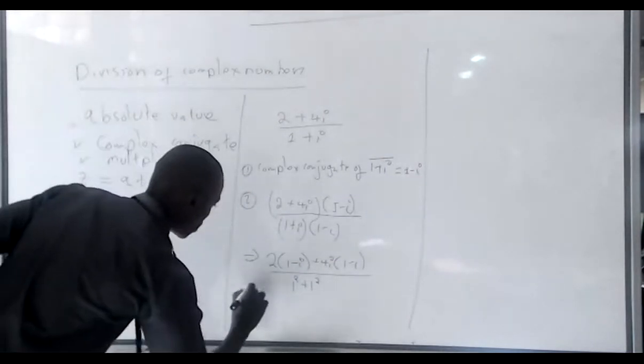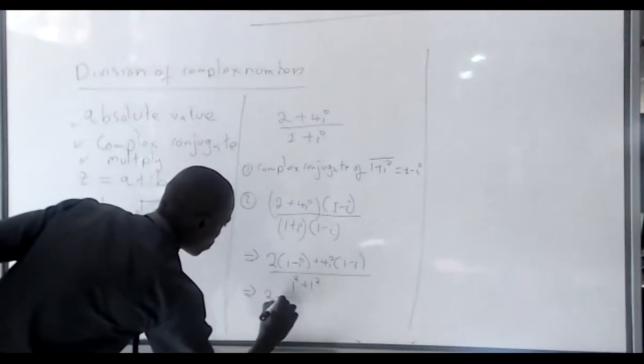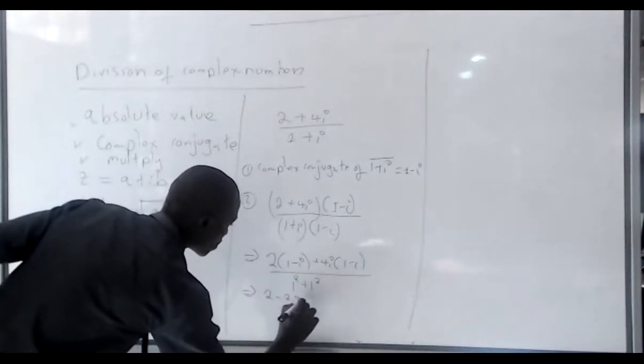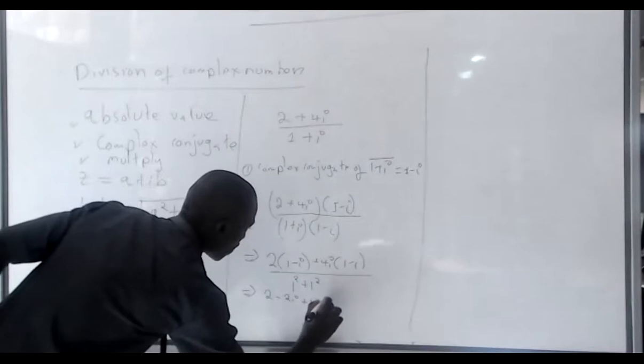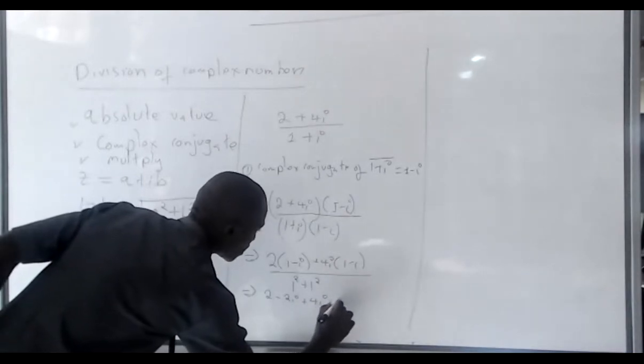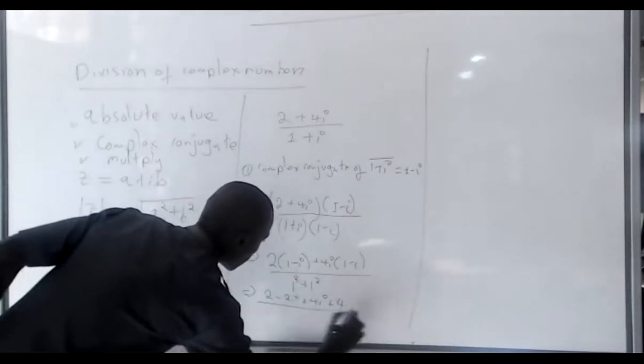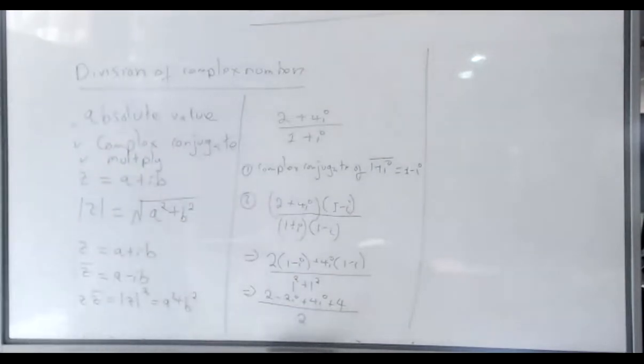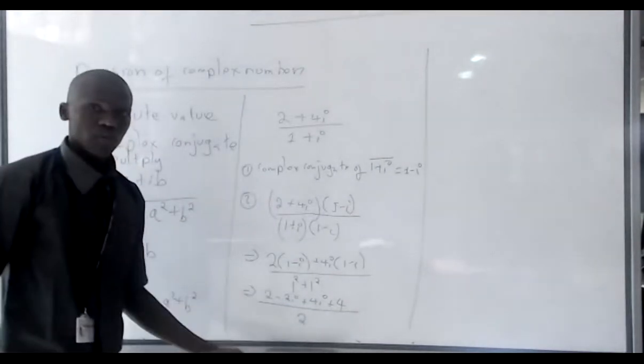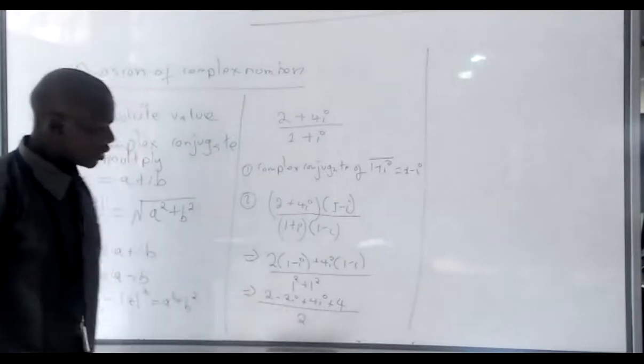So in the numerator, you get 2 times 1 is 2, minus 2i, I'm just opening the bracket, plus 4i, and then plus 4. All of that divided by 2, where 2 is 1 squared plus 1 squared. 1 squared is 1, of course, so 1 plus 1, that's just 2.